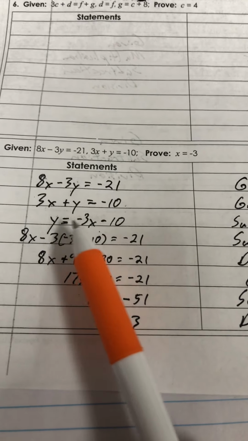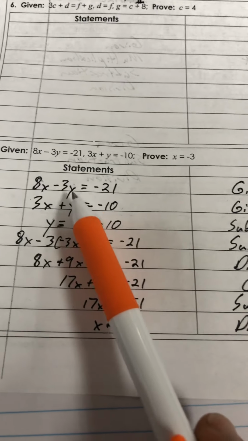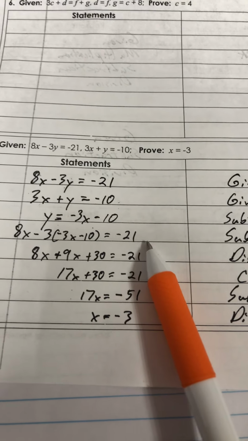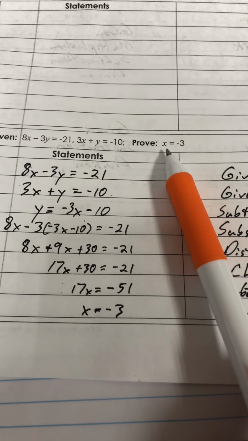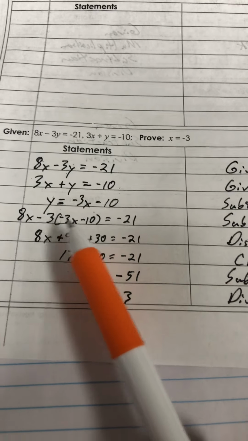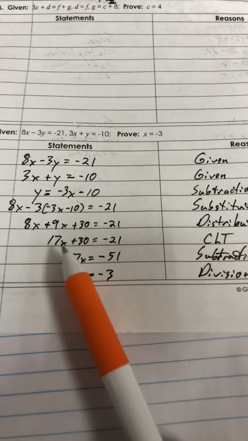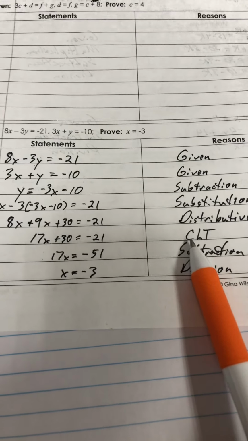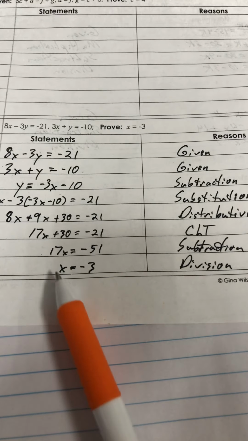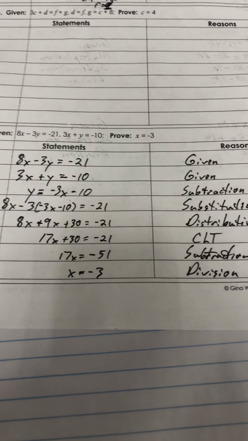Now this is telling me y equals this. So I take this and I plug it in for y, so that now I'm just dealing with all x's. See? Because I just want to know what x equals. I want it to equal negative 3. So I plug it in there. I use the distributive property. I combine like terms. I subtract 30 from both sides, and I divide both sides by 17. Boom. I got x equals negative 3.